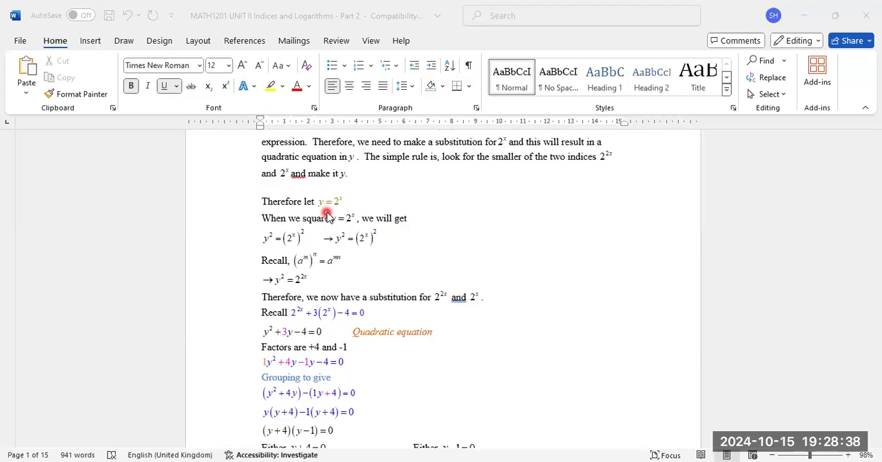So now, having found that y squared is equal to 2 to the 2x, I'm going to substitute into the original question. Anywhere I see 2 to the 2x, I'm going to put y squared, and anywhere I see 2 to the x, I'm just going to put y. Watch me. 2 to the 2x, that is y squared. 2 to the x is y, so this is plus 3 times y, minus 4 equals 0. Now I have my quadratic equation.